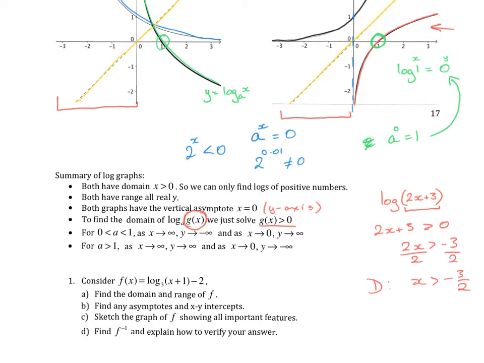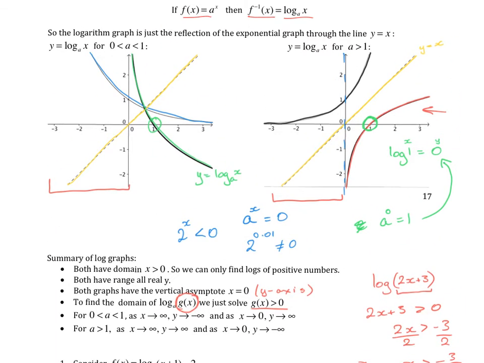For a between 0 and 1, like a half or a third, as x approaches infinity, y approaches negative infinity. What am I talking about here? Okay, so as x approaches infinity, so x is getting bigger, y is going downwards. So that's why it's approaching negative infinity. As x approaches 0, so goes backwards like this, y approaches positive infinity. For a bigger than 1, as x approaches infinity, y approaches positive infinity, so it's going upwards. And as x approaches 0, y approaches negative infinity.